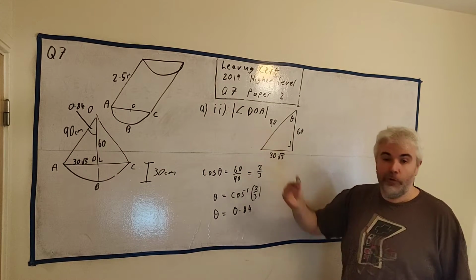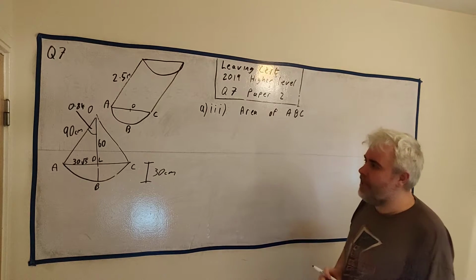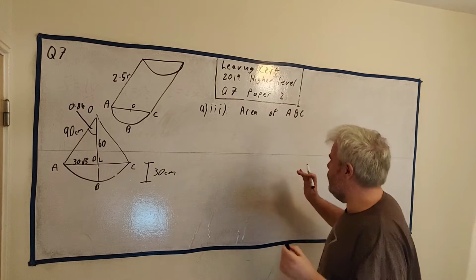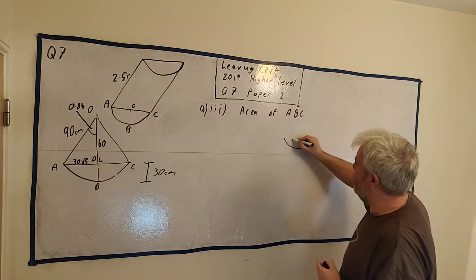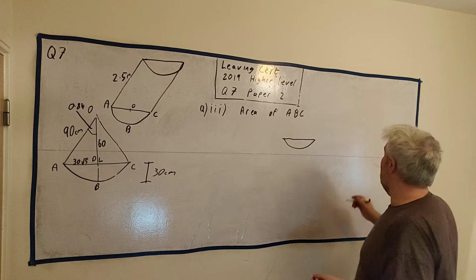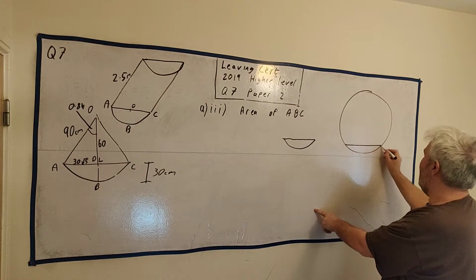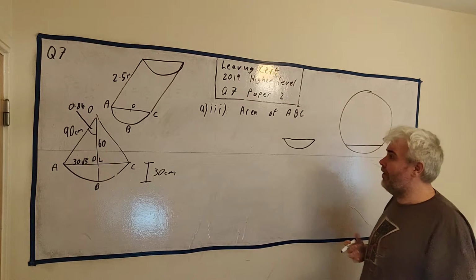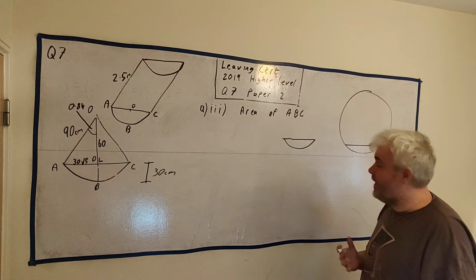Okay, I'll rub this out and we'll do part 3. Part 3 asks for the area of ABC. That's this small shape down here. I'm going to draw these shapes because I find it easier to explain this way. They ask for the area of this. Now, I don't have any formula for what this is. It's part of a circle. There probably is a formula out there, but I don't have it on hand. It's not in my tables.